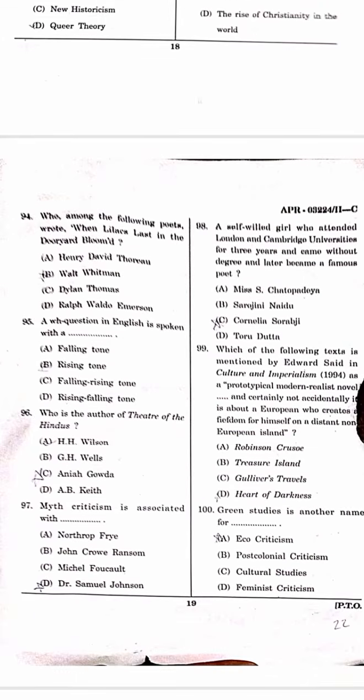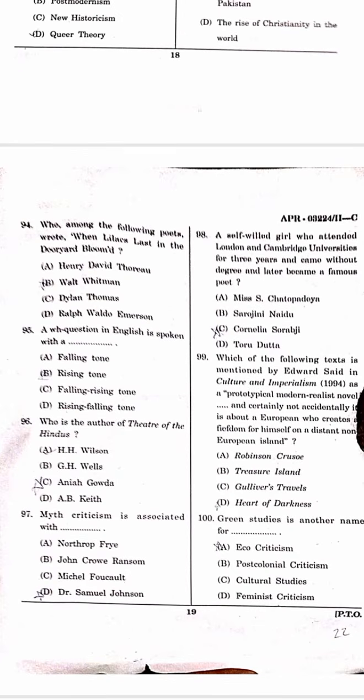In question number 94, who among the following poets wrote When Lilacs Last in the Dooryard Bloom'd? The right option is option B, Walt Whitman. Question number 95. A WH question in English is spoken with a falling tone. Option A is the correct one. Question number 96. Who is the author of Theatre of the Hindus? The correct option is H. H. Wilson.